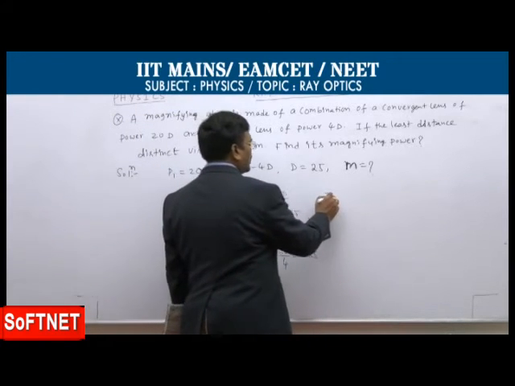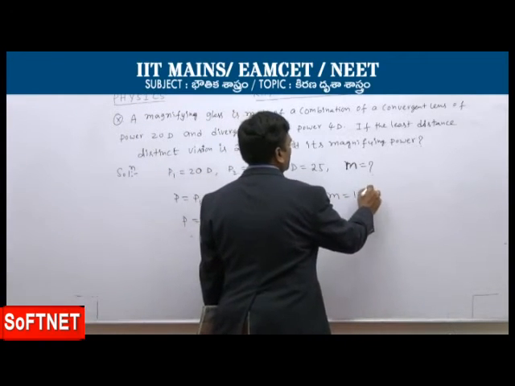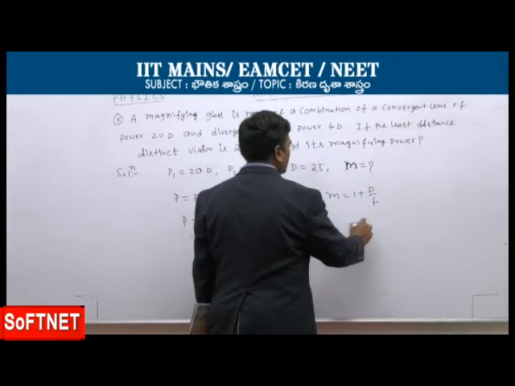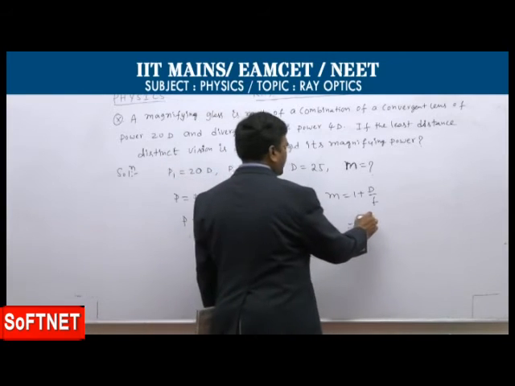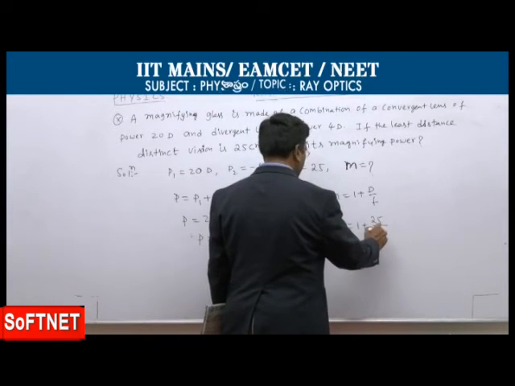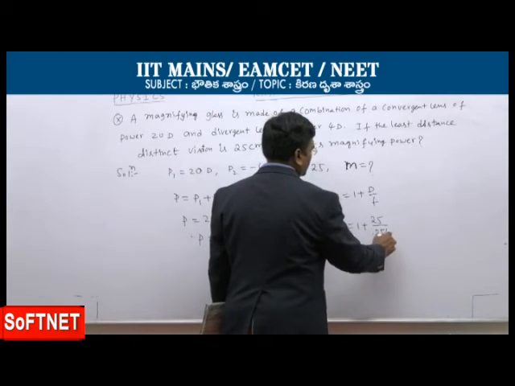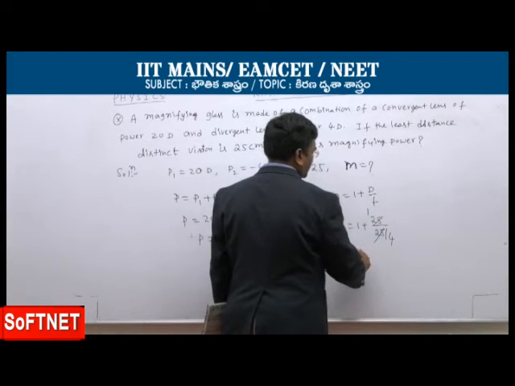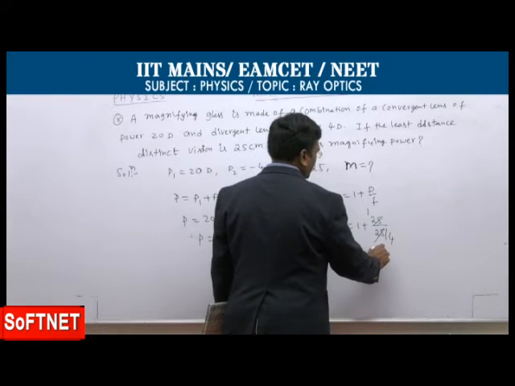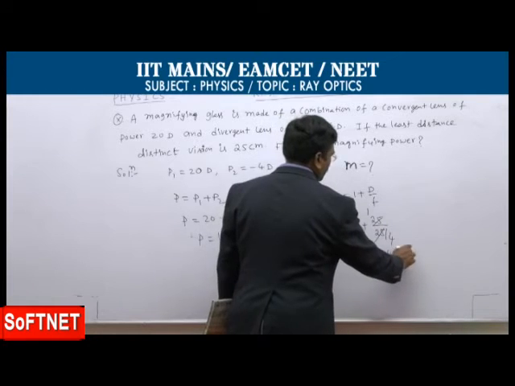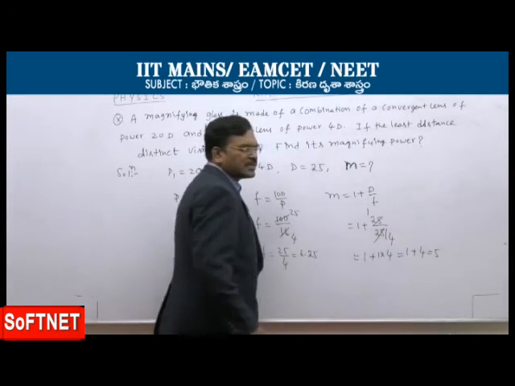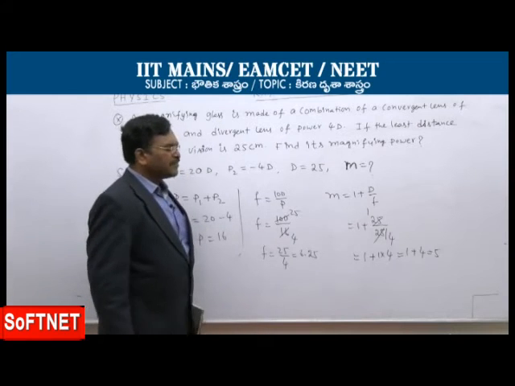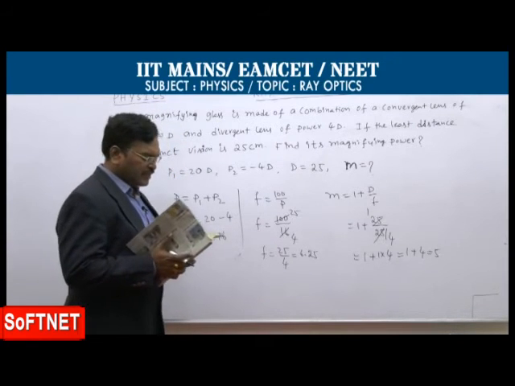Image forms at near point, magnification how much? 1 plus D by F. 1 plus D, D is 25, divided by 25 by 4. So 25, 25 gets cancelled. 1 plus 1 into 4, 1 plus 4, how much now? 5. What is the answer now? Magnifying power is 5. Okay, that is correct.